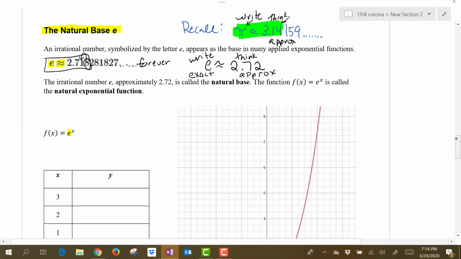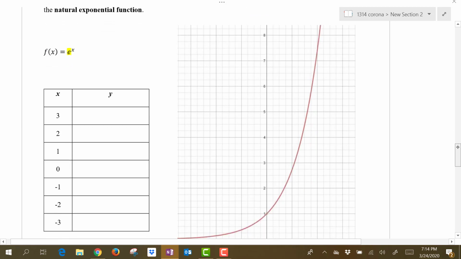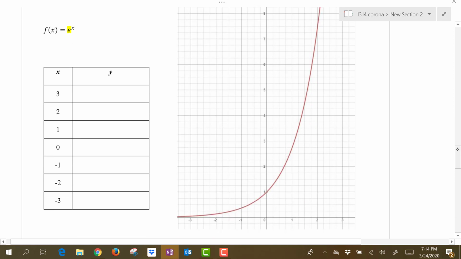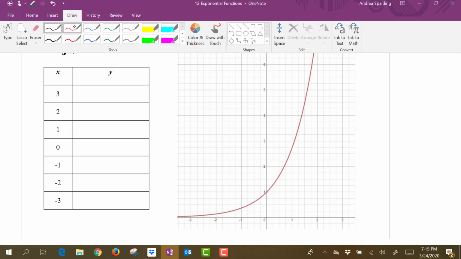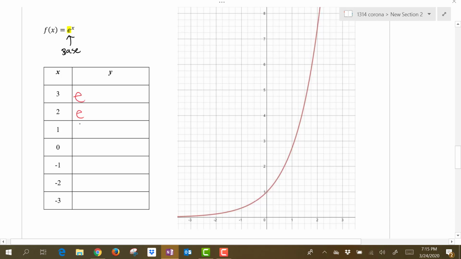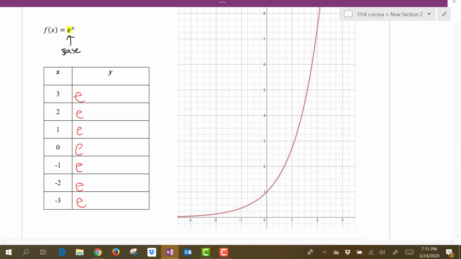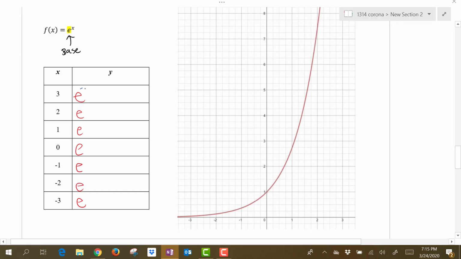Alright. Now you will need a calculator to do these, and we're going to look at how to do that. First of all, we want to remember that the base is e, so we're going to write e. I'm going to use red here, so e, e, e, all the way down. That's the base, it's not going to change. The exponent is what changes, so we'll put a 3, 2, 1, and so on.